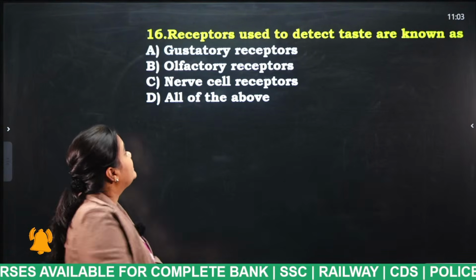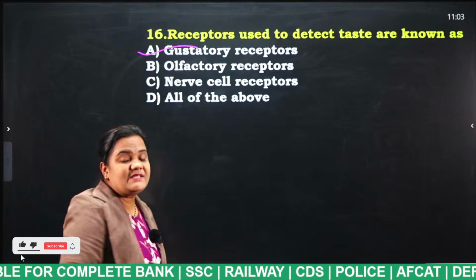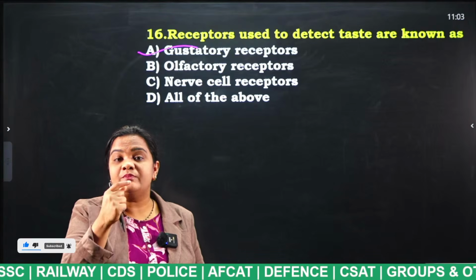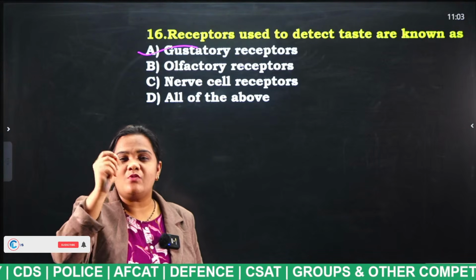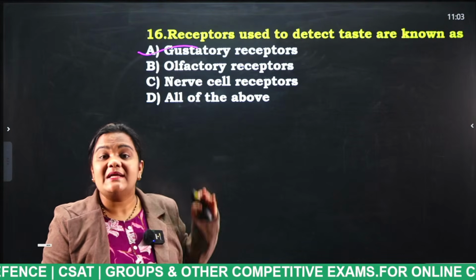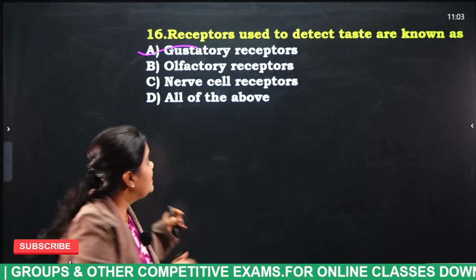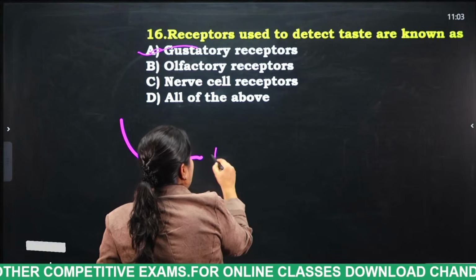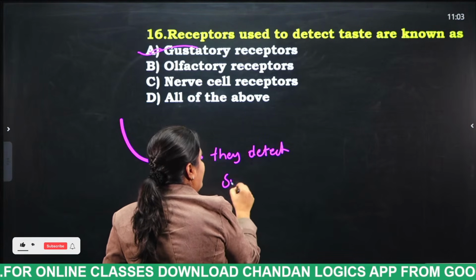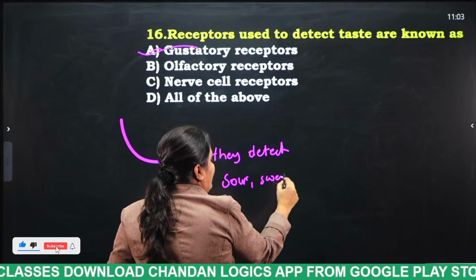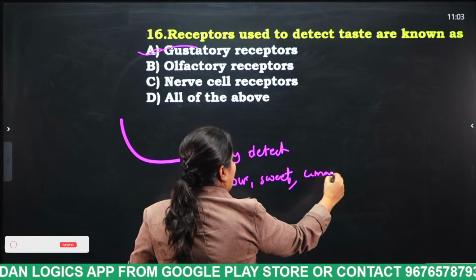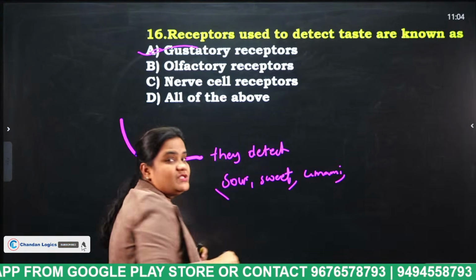Very good. Okay. Gustatory receptors. These gustatory receptors are present on our tongue. If you observe your tongue, there are small bulges, right? Those bulges are these gustatory receptors. They detect the taste. So how many types of taste do we have, students? Like sour, sweet, and what? Sour, sweet, next umami. Okay, and how many tastes do we have?